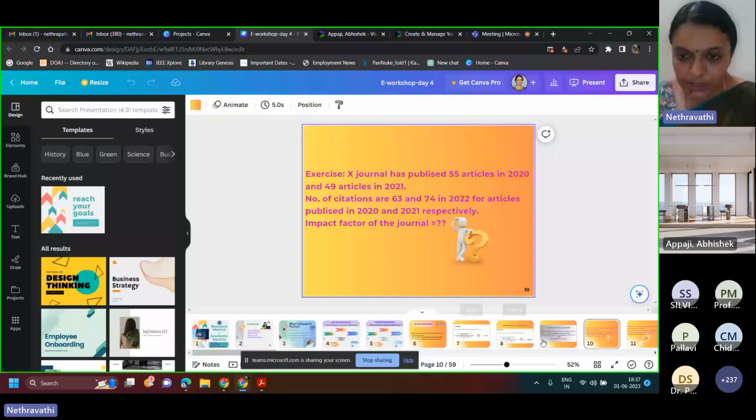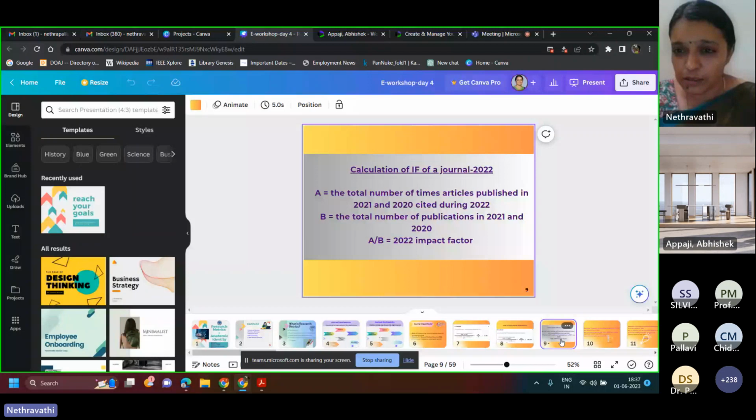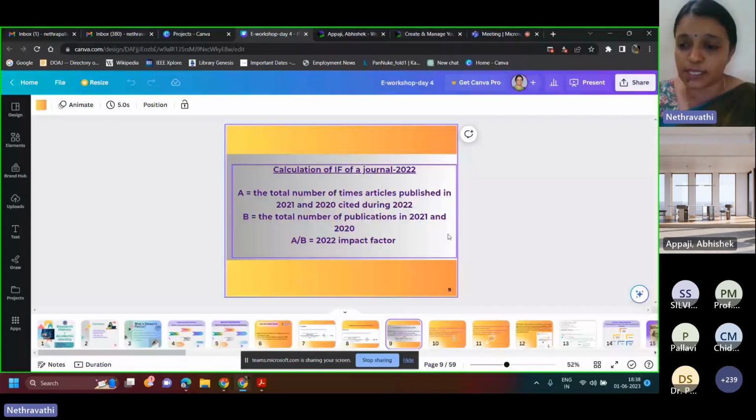This is the formula for calculating the impact factor of a journal for the year 2022. You can calculate it for any year, but in the journal homepage, what you see is the most recent impact factor. That means if you go now, you will see the impact factor for 2023.